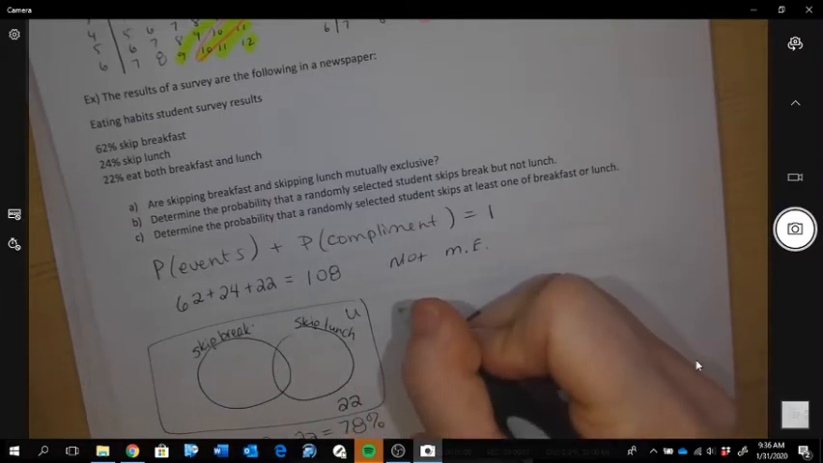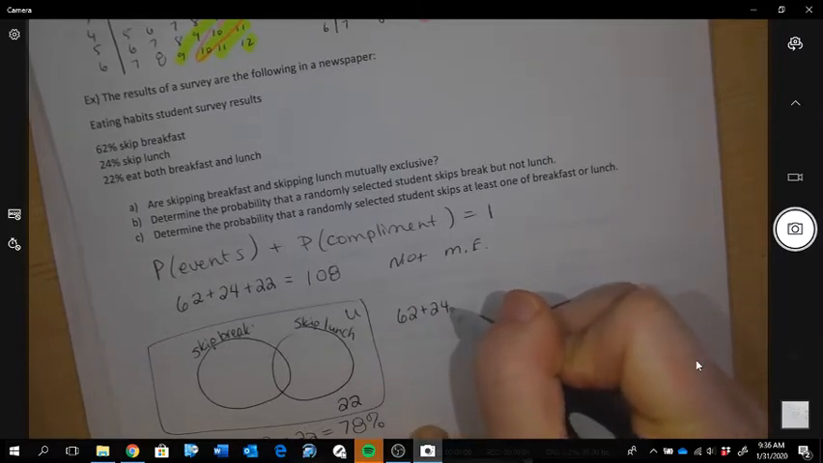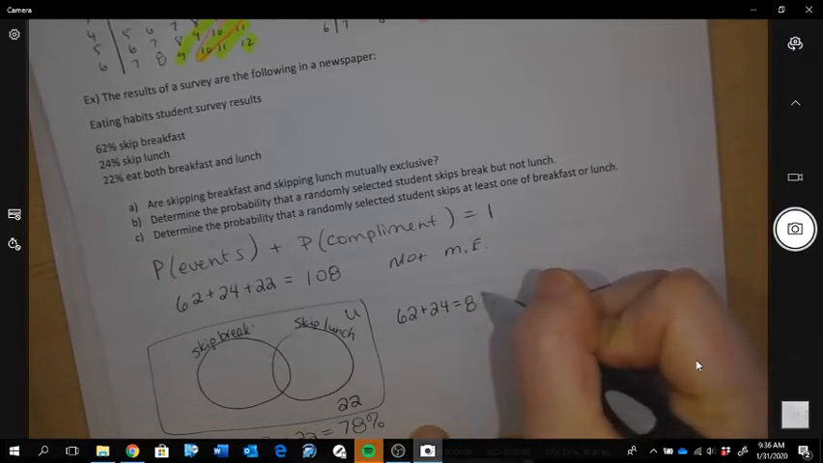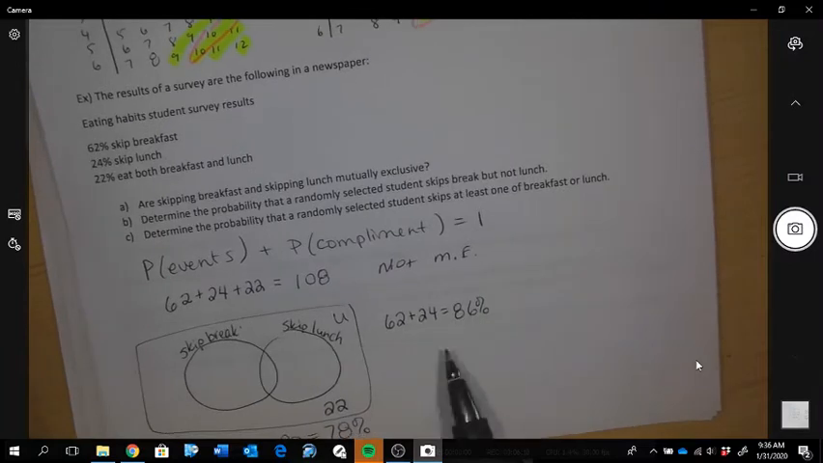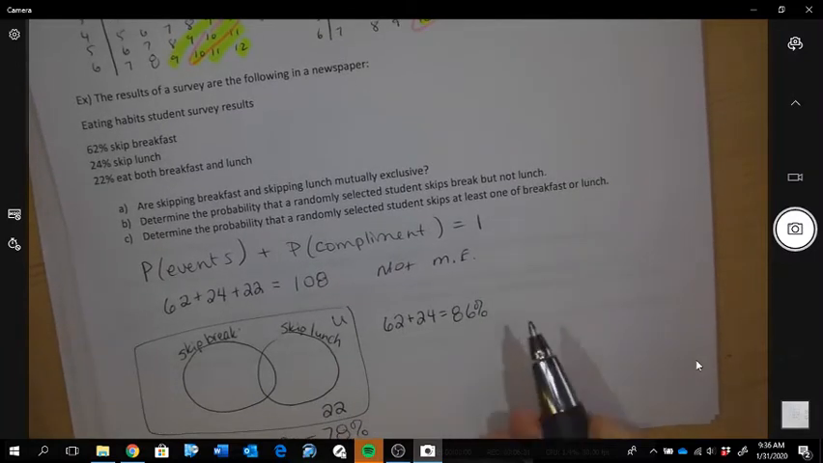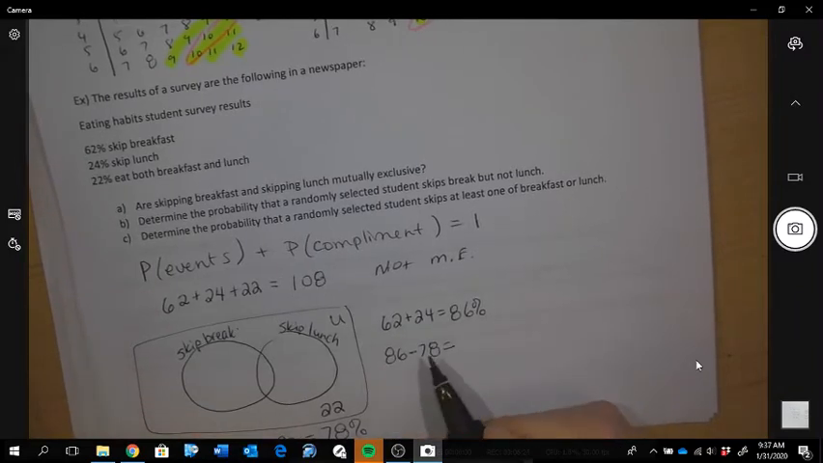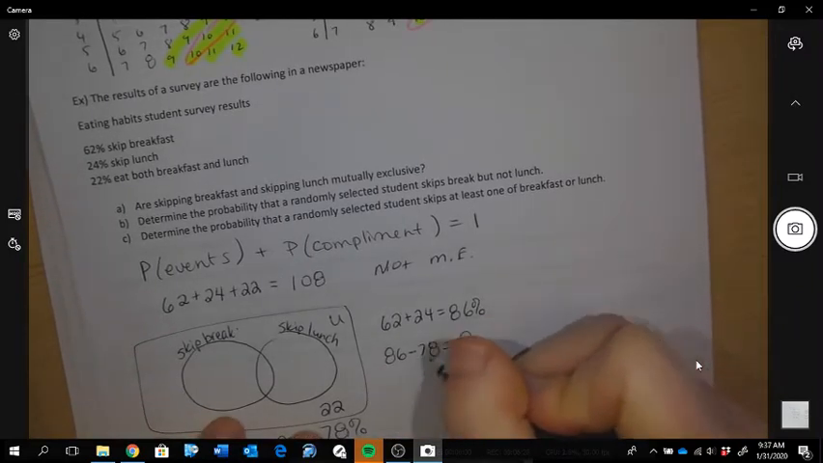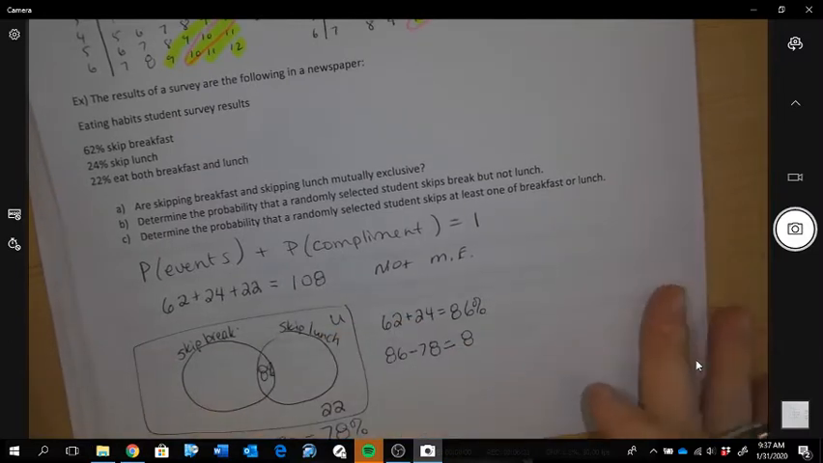Now 62 plus 24 equals 86%. We want 78% in there though, so this is too much. How much would we put in the overlap? We take that and subtract 78, which leaves 8%. So 8% goes into the overlap.